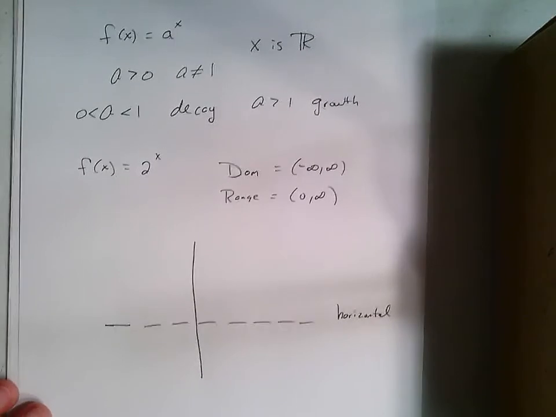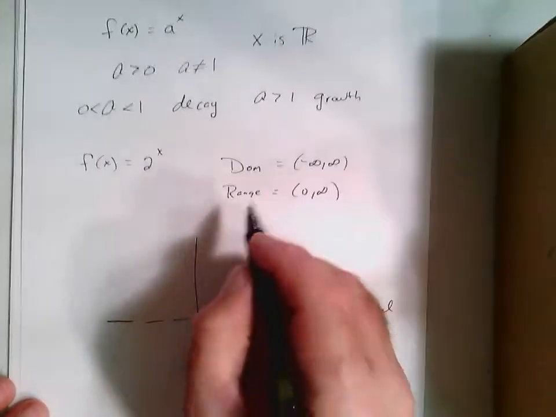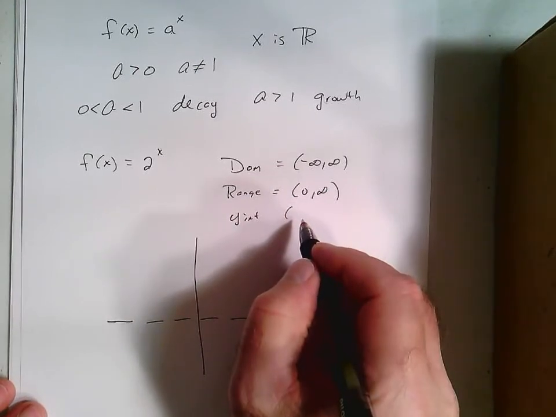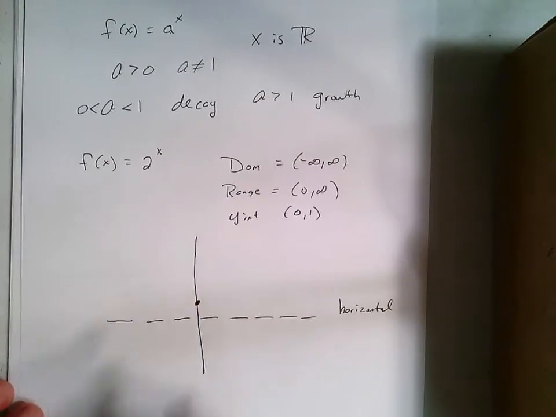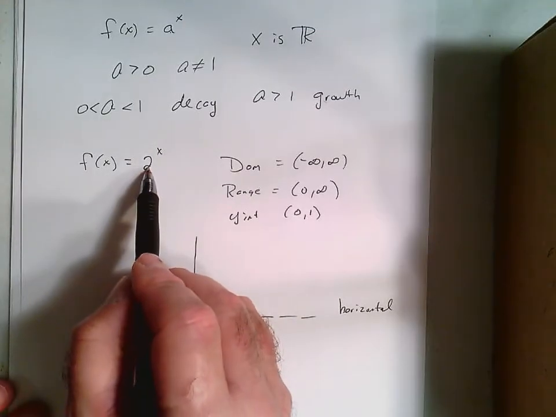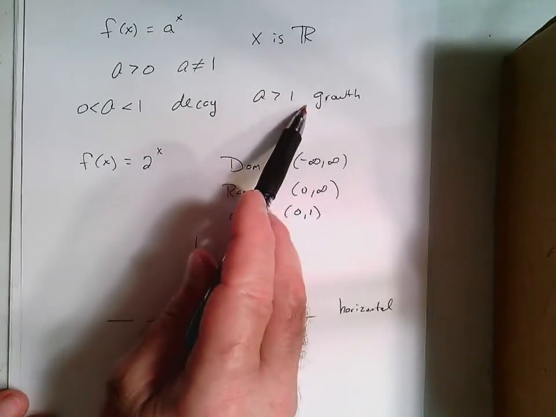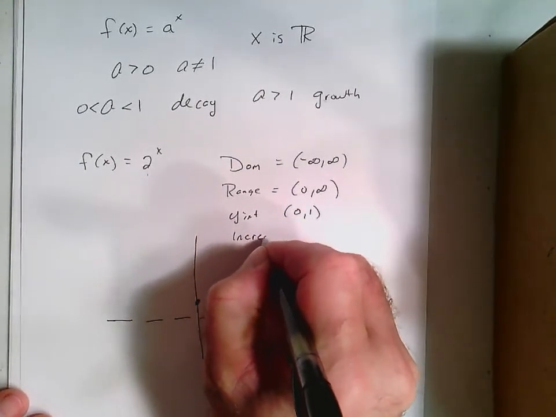The other thing that we know is that when x is 0, we're going to be 2 to the 0, or 1. So we have a y-intercept at (0, 1). No x-intercepts. And because this base is greater than 1, we have growth, which means this function is increasing everywhere.